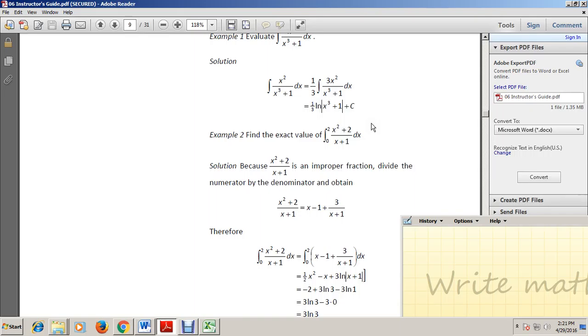So we let u equal x squared plus 2. So if we're going to get du, du becomes 2x dx.